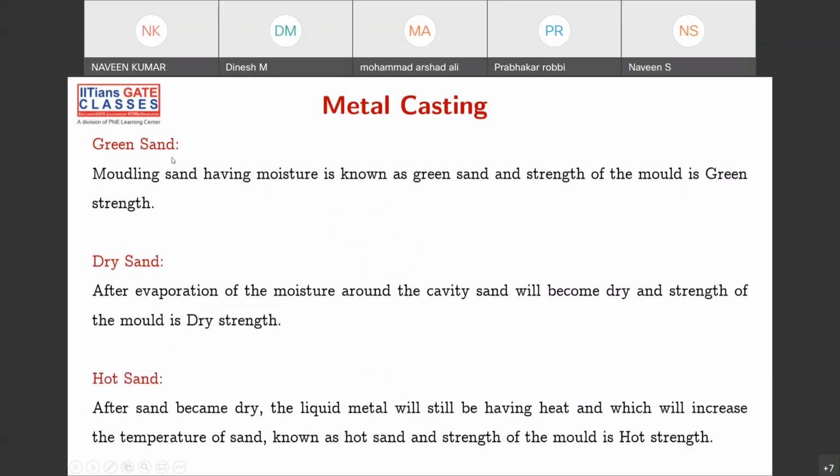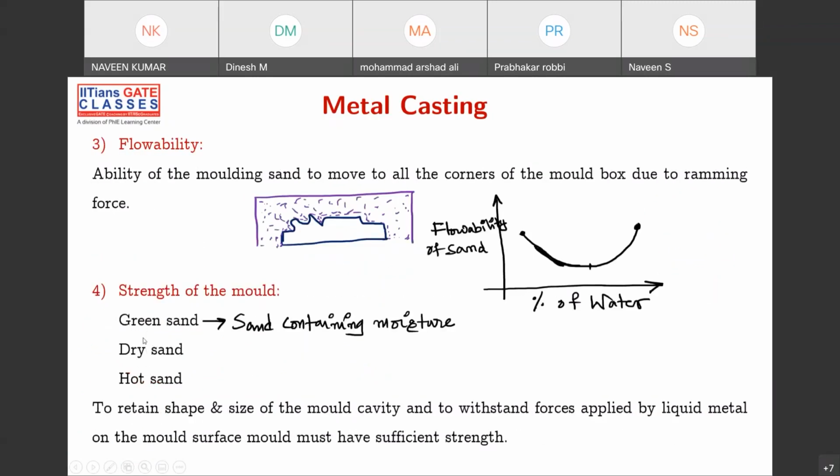Next, why green sand, dry sand? Why green? Because when you're pouring liquid metal, the status is green, in the sense that moisture is there. When you're pouring liquid metal into the cavity, this sand is in the green state. Now, when you're pouring, it should not break. It should be intact. So to make sure that it is not breaking, you have to have proper strength. After pouring, because of the heat, it will become dry.